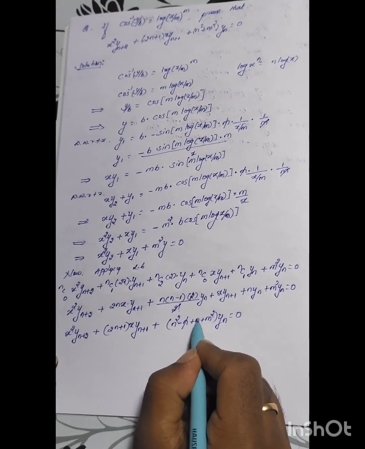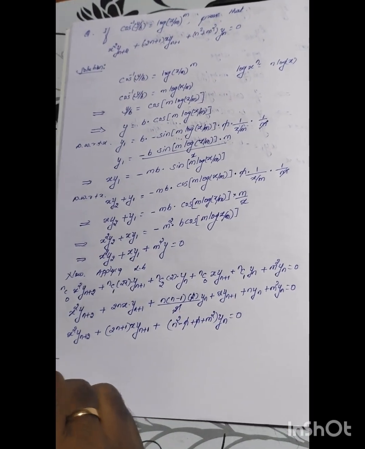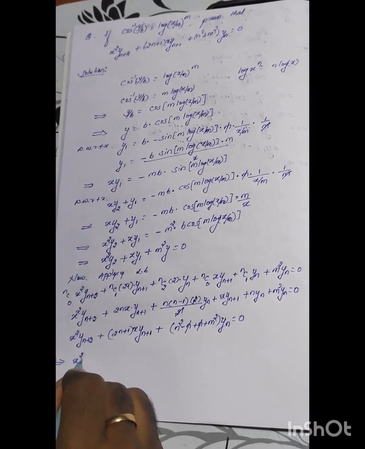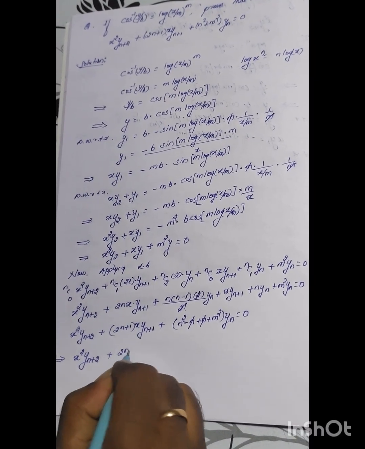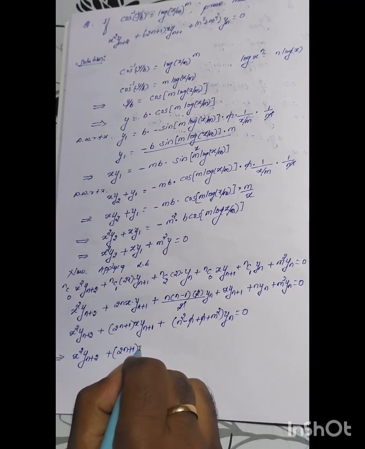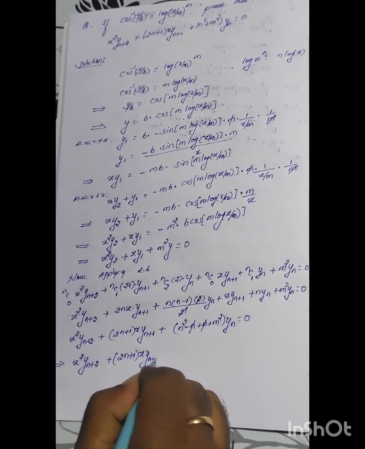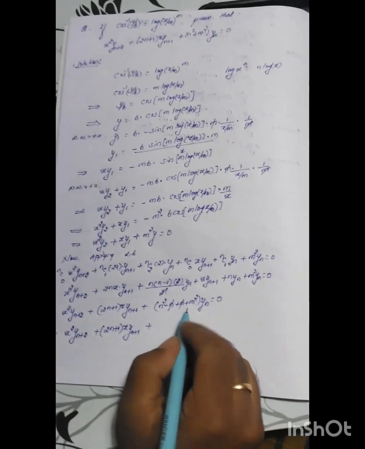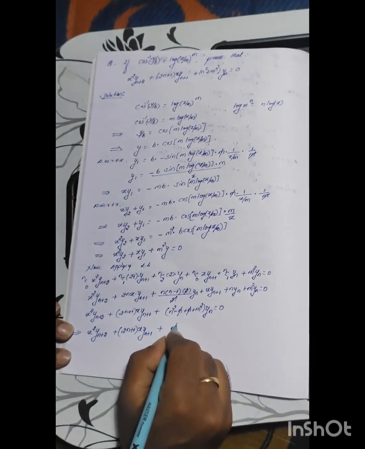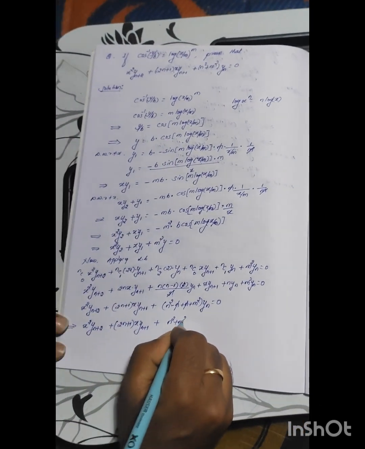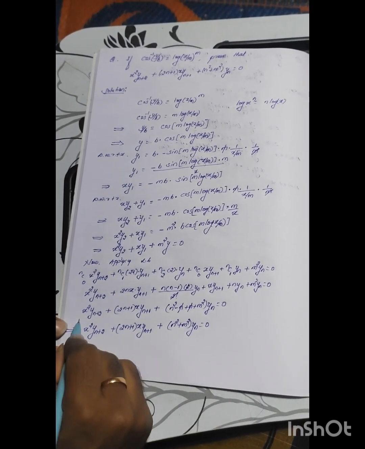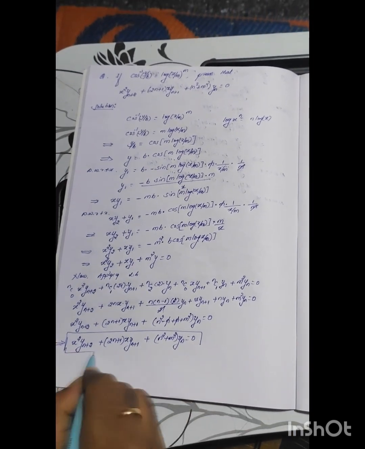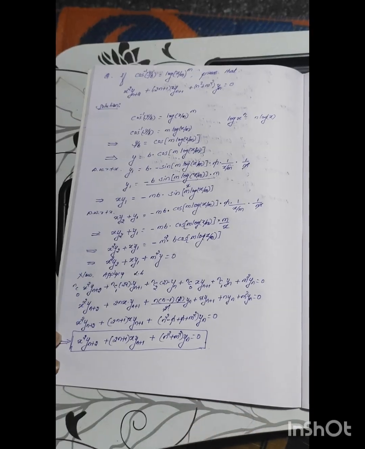So this minus n and plus n can be cancelled. This implies that x square yn plus 2 plus 2n plus 1 into x of yn plus 1 plus what is remaining is n square plus m square into yn will be equal to 0, which is the required thing to be proved.